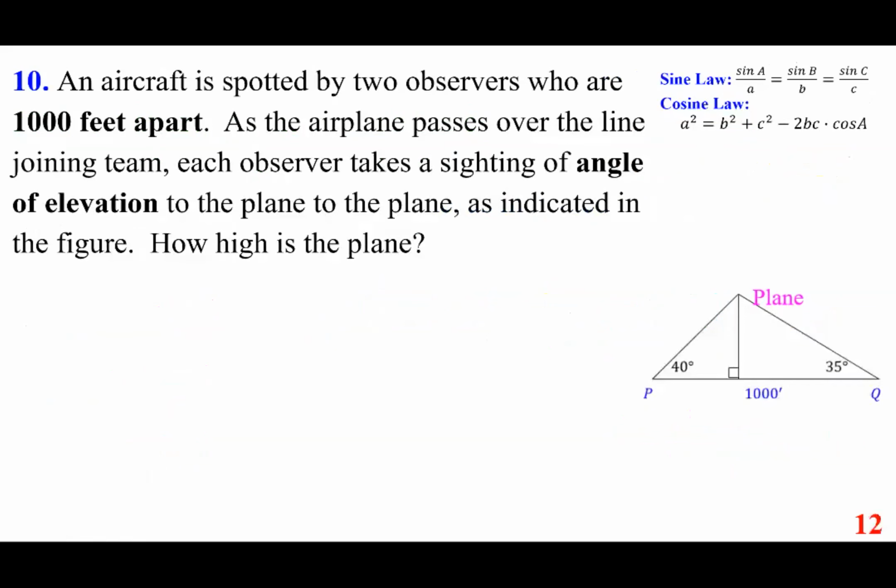Would somebody read this, please? An aircraft is spotted by 2 observers who are 1,000 feet apart. As the airplane passes over the line joining them, each observer takes a sighting of angle of elevation to the plane, as indicated in the figure. How high is the plane? Thank you so much. So the plane was spotted.